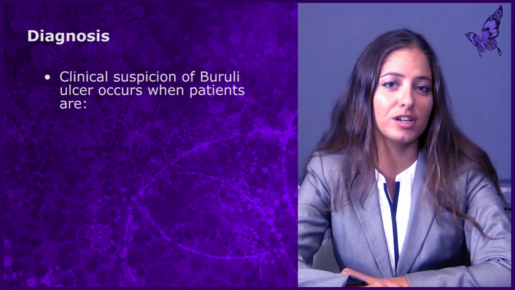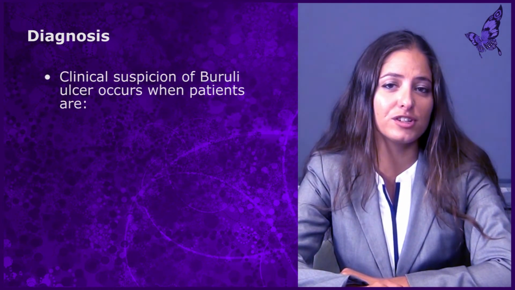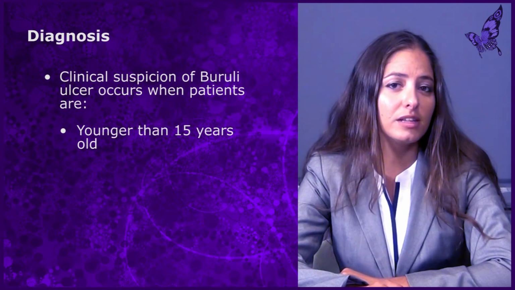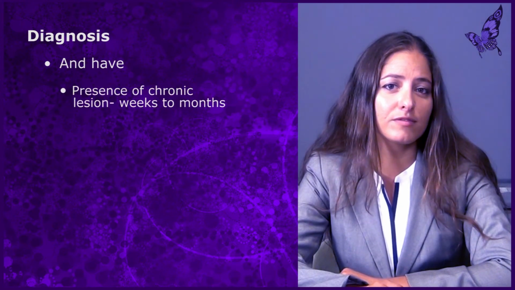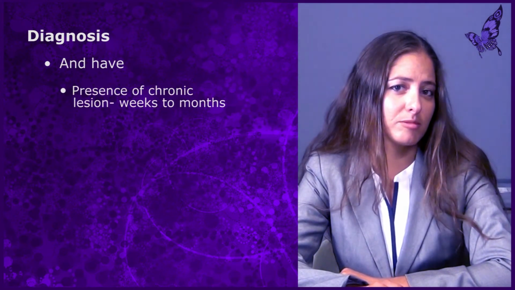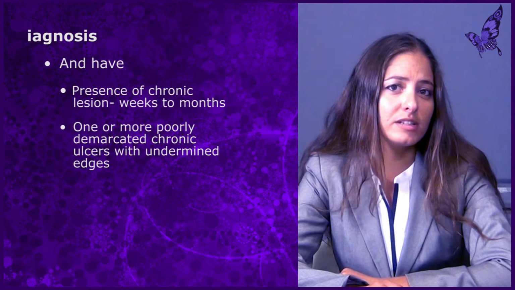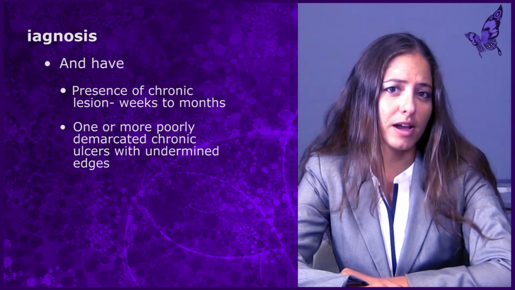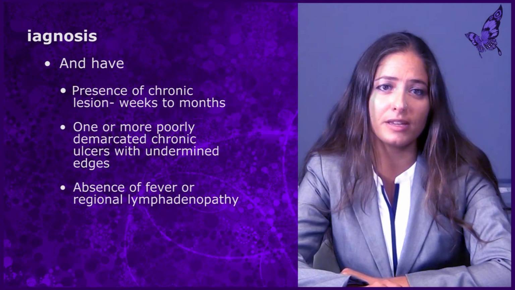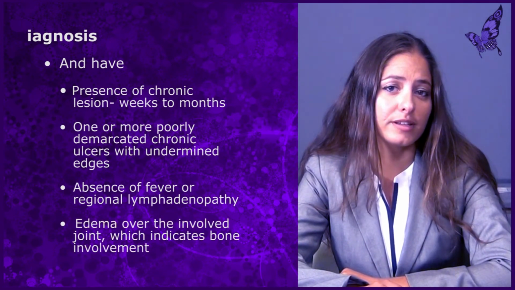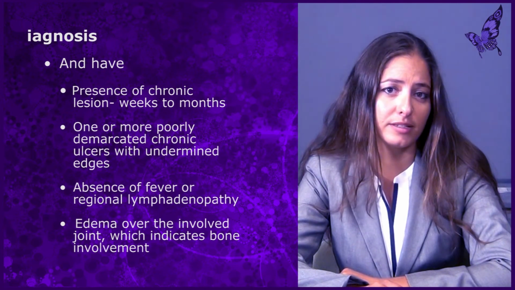In an endemic area, the diagnosis of Buruli ulcer is mainly based on clinical findings. Higher clinical suspicion of Buruli ulcer occurs when patients are younger than 15 years old, living in or traveling to endemic areas, and have presence of chronic lesions anywhere from weeks to months, 1 or more poorly demarcated chronic ulcers with undermined edges, absence of fever or regional lymphadenopathy, and edema over the involved joint, which indicates bone involvement.